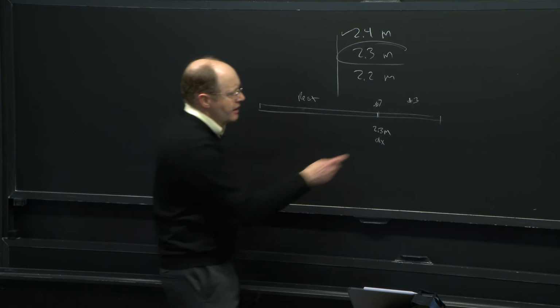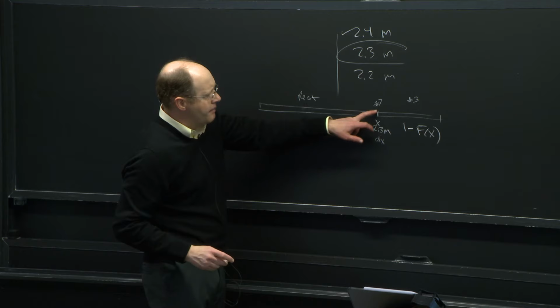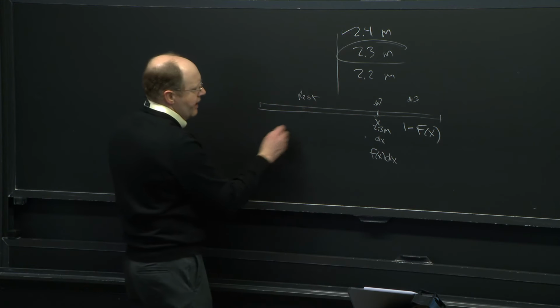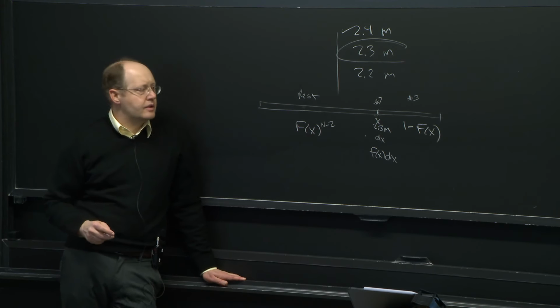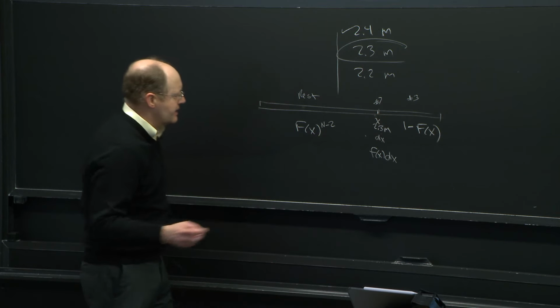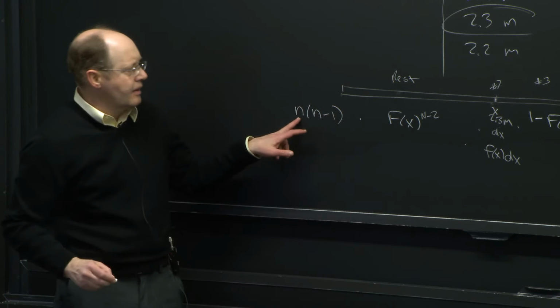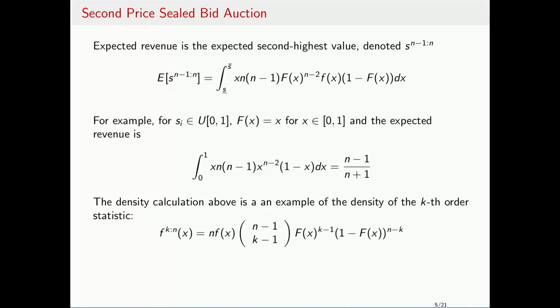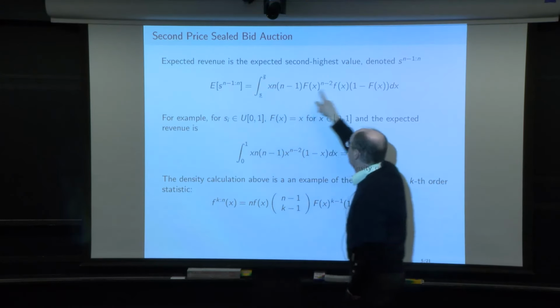But for this particular configuration, the probability that bidder three is above this point x is 1 minus capital F of x. The probability that bidder seven is in this tiny interval is f of x dx, because he has to be in an interval dx around this. And then the probability that all the rest of the people are here is F of x to the n minus 2. So the total probability of a configuration like this with the second highest bid being x is just n times n minus 1 times this times this times that, because there are n people who could be the high bidder, n minus 1 who could then be the second highest bidder. So this thing here, n(n-1) F(x)^(n-2) f(x) (1 - F(x)) dx, that's the density of the second highest value.